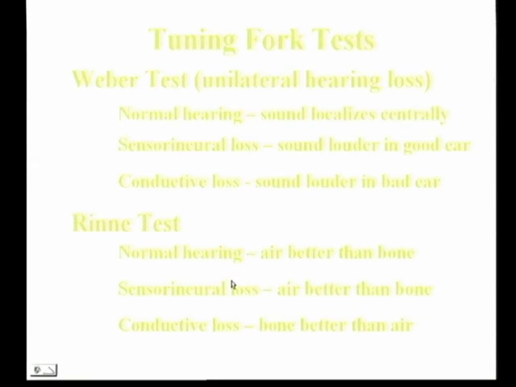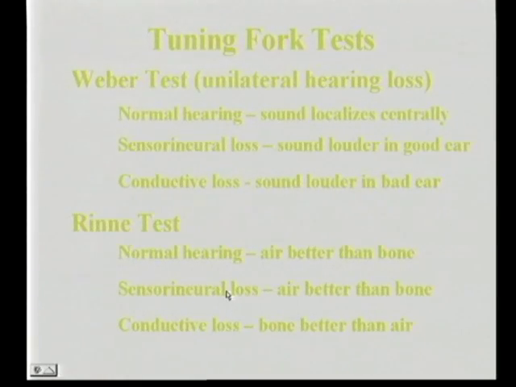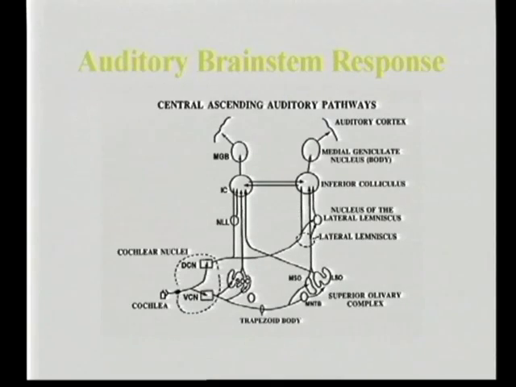Now, for the Rinne test, if you know that right ear is bad and you put that tuning fork right next to it, normally you're always going to hear air better. But if it's sensory neural, you're going to hear less sound, but air is going to be better than bone. If it's conductive, bone is going to be better than air.